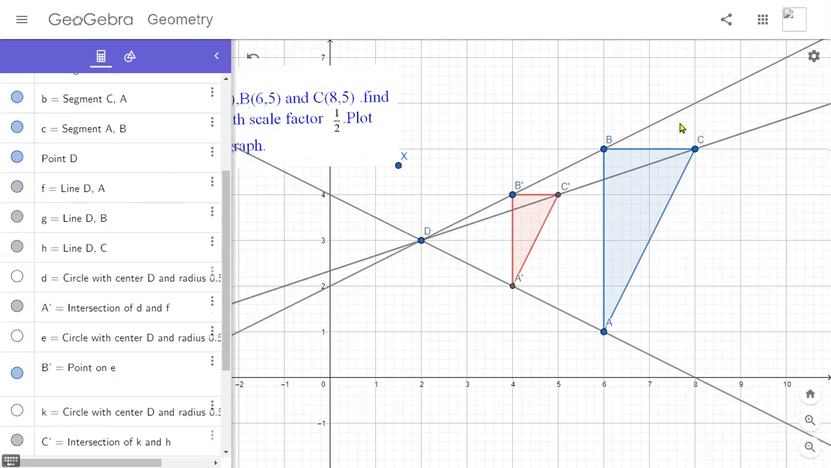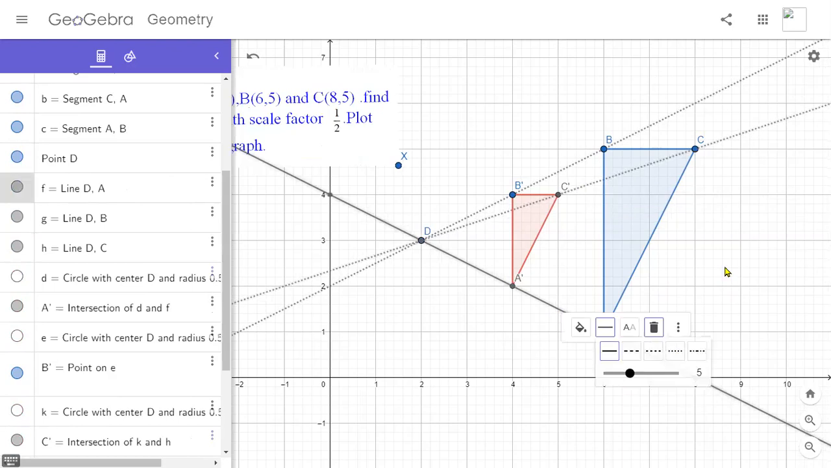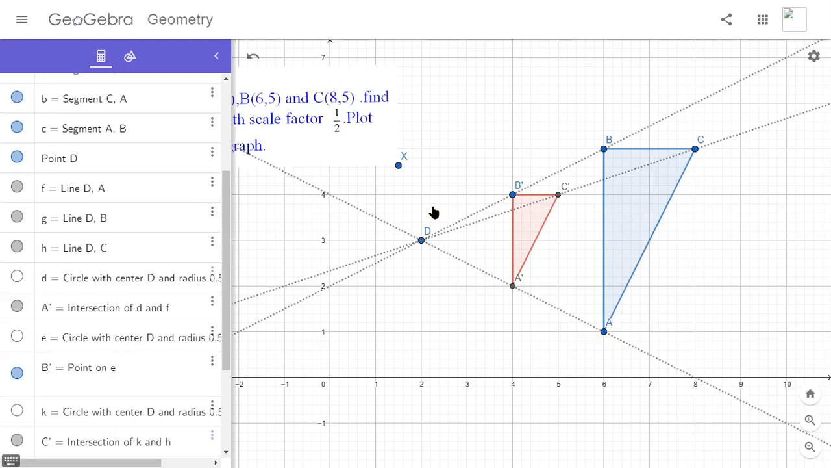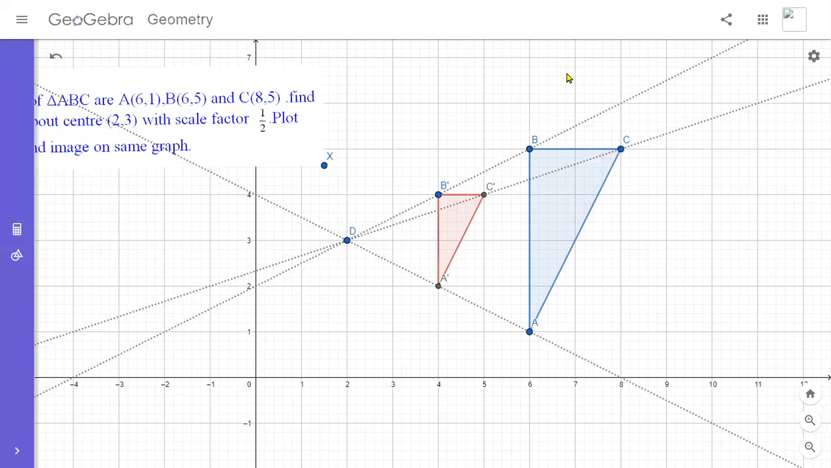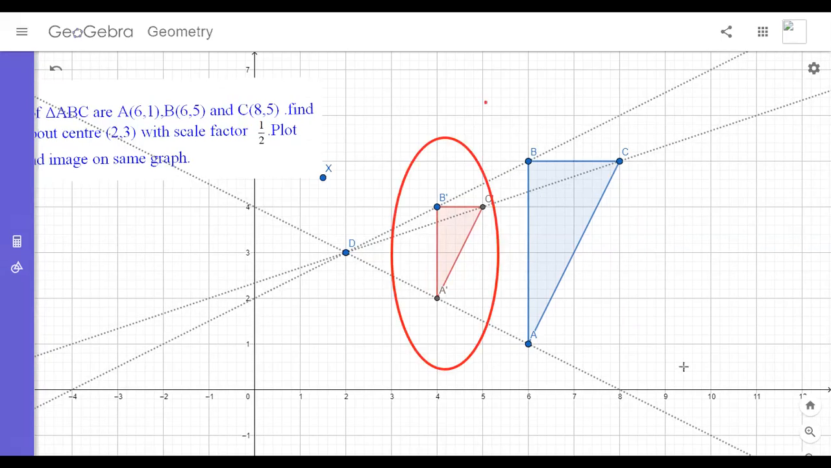And these lines, we can use the dotted line for this line. Let me use the dotted line. The path is generally shown by the dotted line, the path of the transformation. Here we have finally solved this drawing. The image is A prime, B prime, C prime, and the pre-image is the triangle ABC. This is the image, and this is the pre-image.